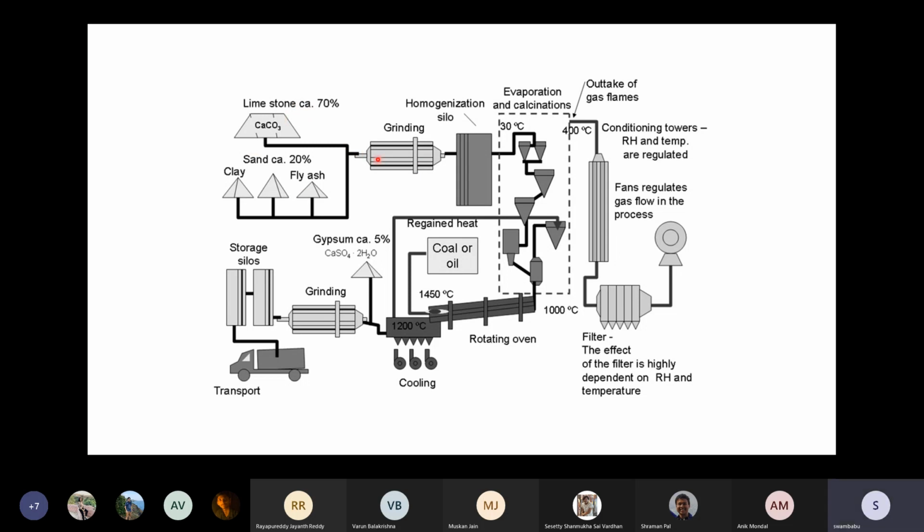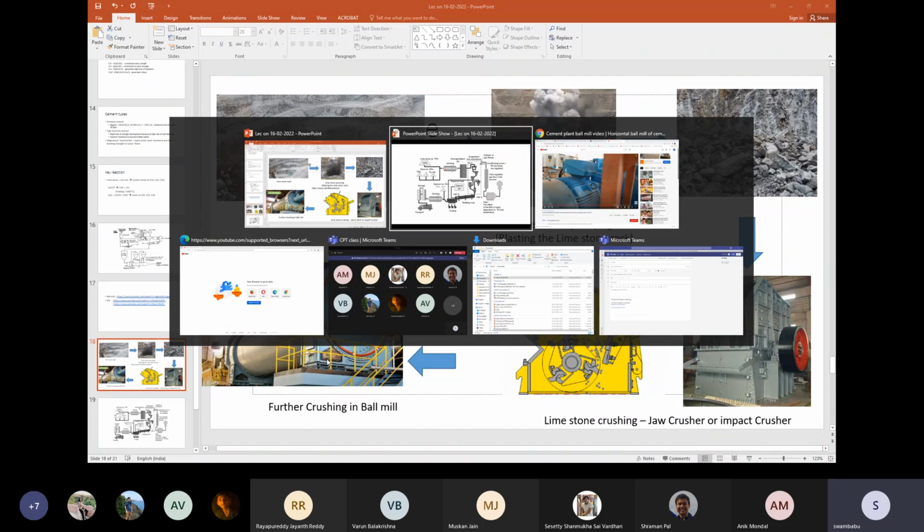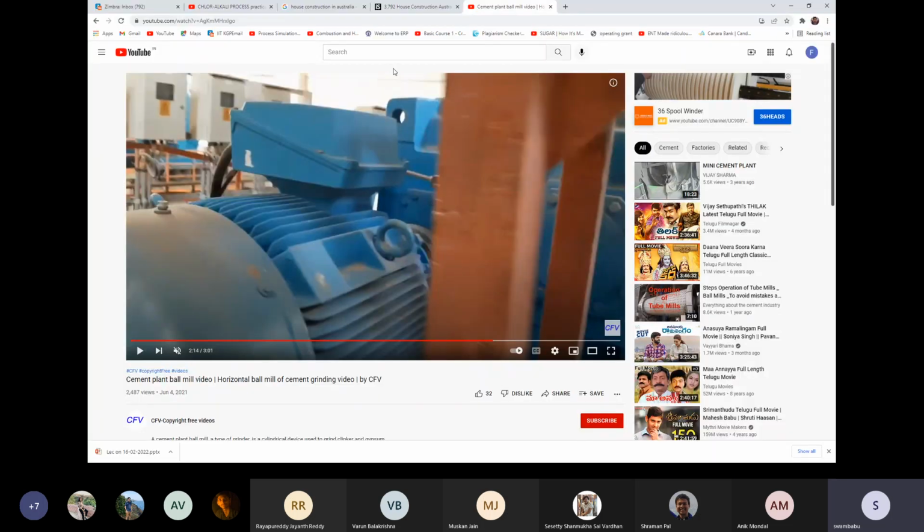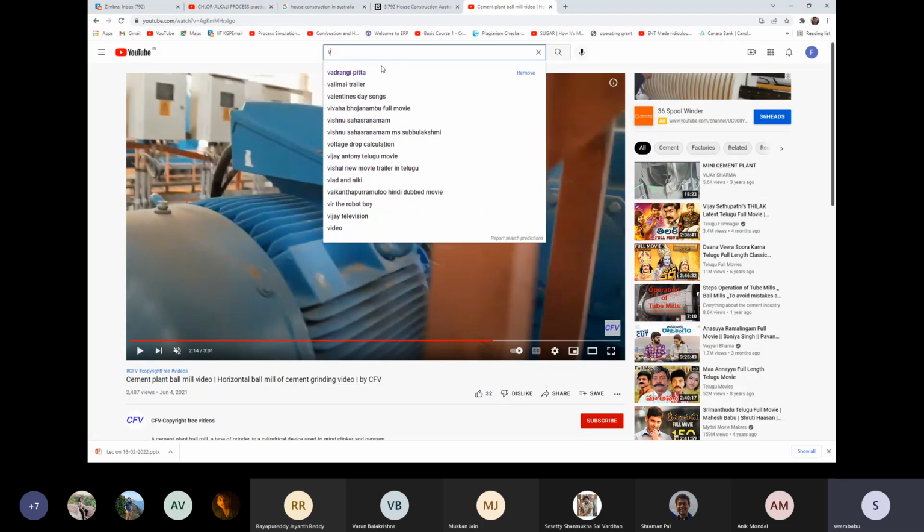So here they use what are called vibrating mixers, VRM. Just want to show you vibrating mixers, vibrating grinders.